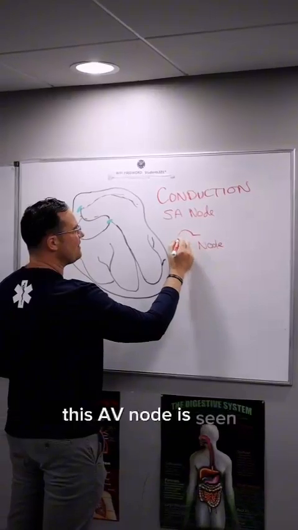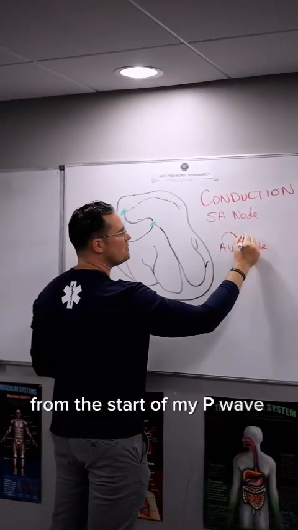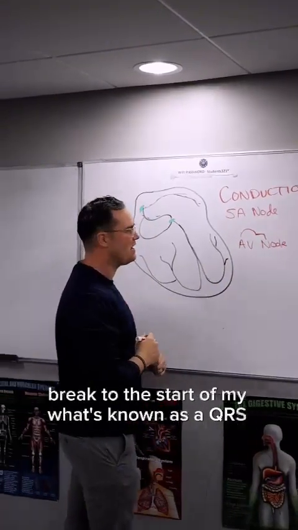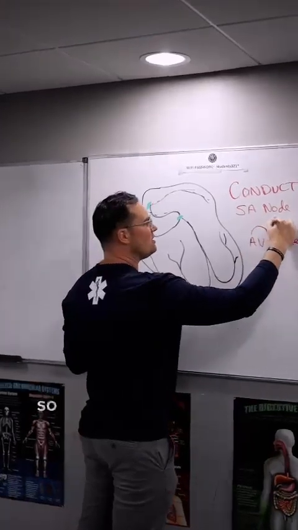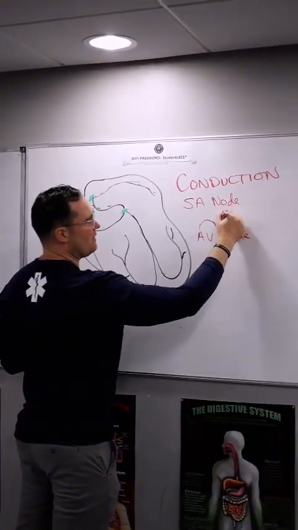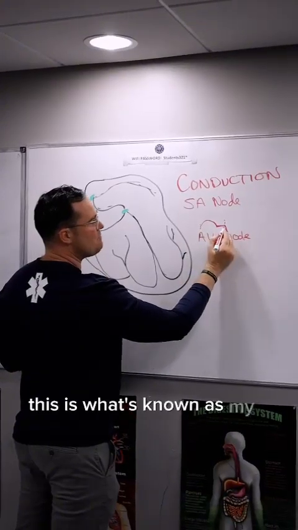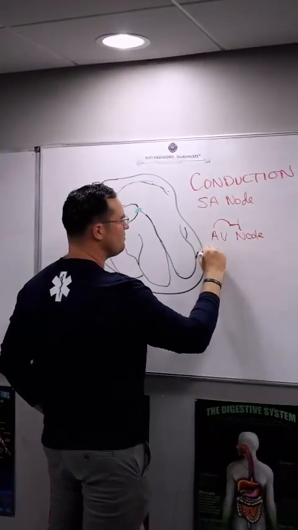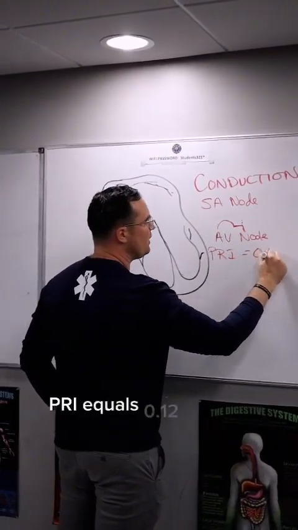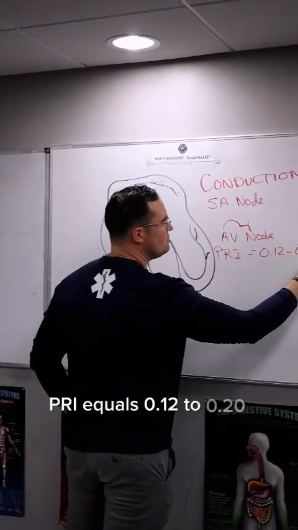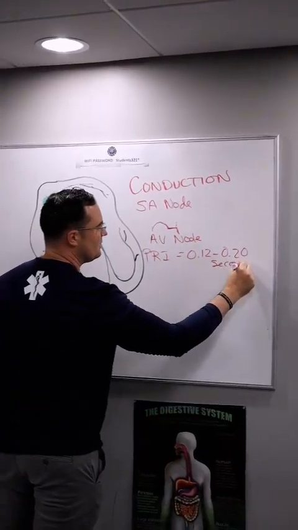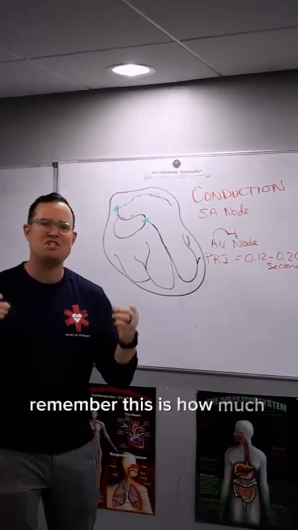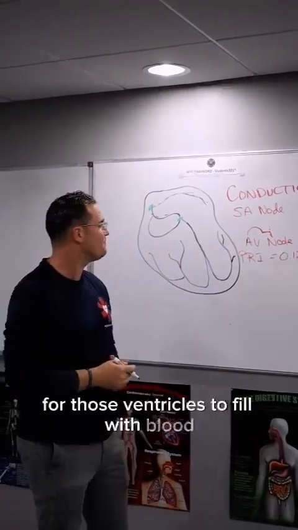This AV node is seen from the start of my P wave to the end of this break, to the start of what's known as a QRS complex, which we're going to talk about now. So the beginning of this Q wave, this is what's known as my PRI. Now a PRI, or a PR interval, equals 0.12 to 0.20 seconds. Please write that down. Make sure you know how long your PRI interval has to be. Remember, this is how much time it takes for those ventricles to fill with blood.